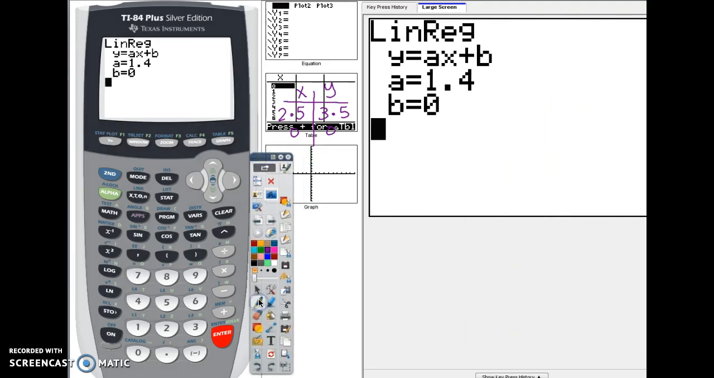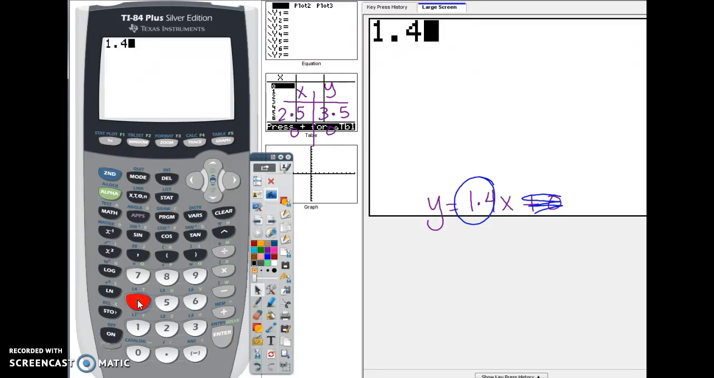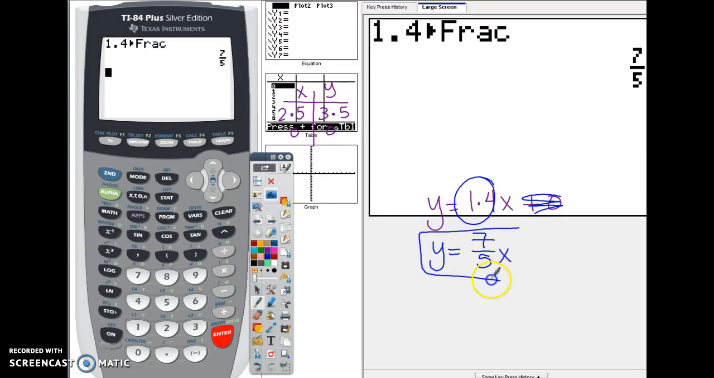Okay, so let's write down that equation. I have y equals 1.4x plus 0. What's going to go away? The b, the 0, right? And what am I going to do with the 1.4? Turn it into a fraction. So I would write it down first, right? And then I would type it on here, 1.4 math enter, enter, and change it to your fraction. So that's y equals 7 over 5x is your equation.